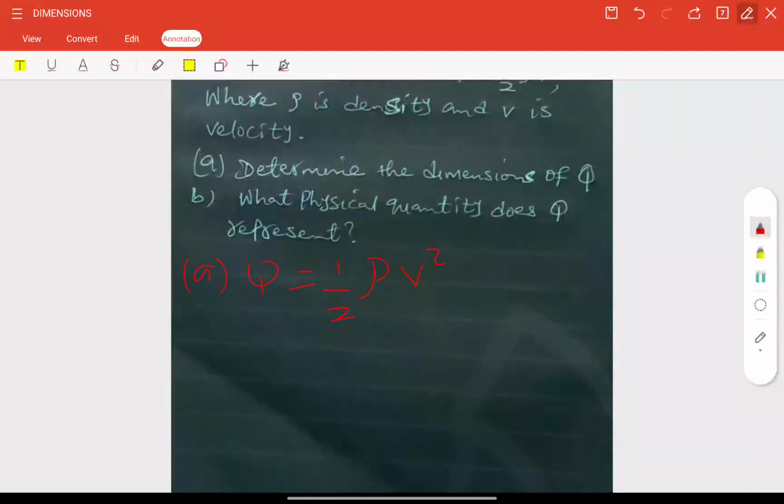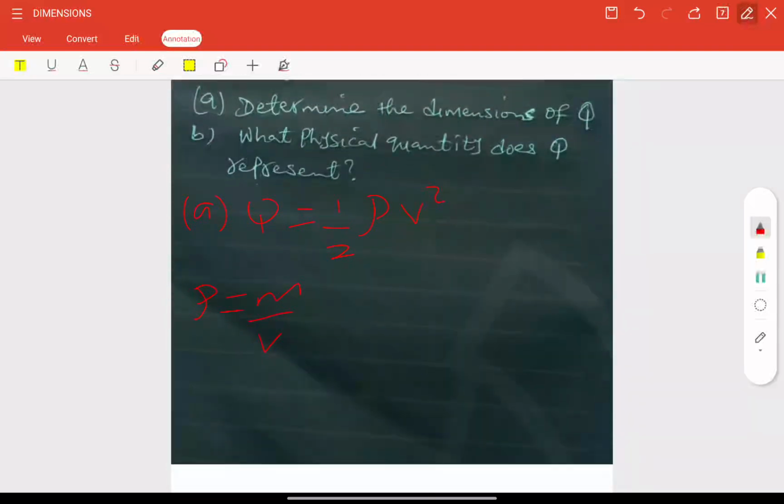So the next thing to do is to find the dimension of density. Density is mass over volume. The dimension of mass is capital letter M. The dimension of volume is L raised to power 3, L cubed. So this means that the dimension of density is M L raised to power minus 3. The next thing we do is to find the dimension of velocity and then multiply them.